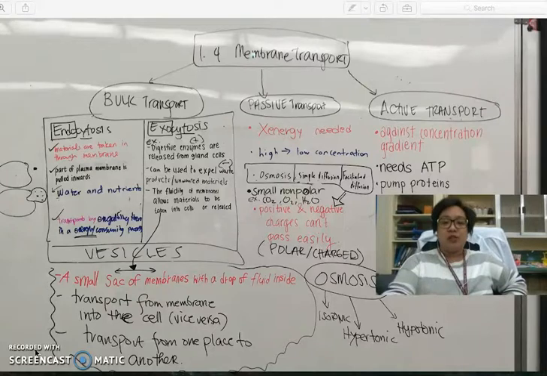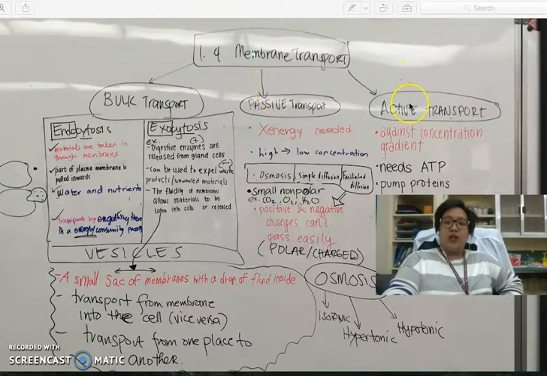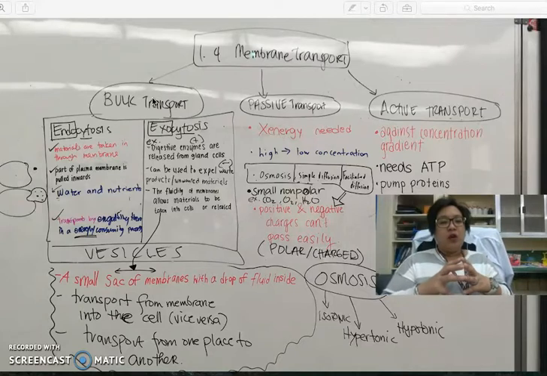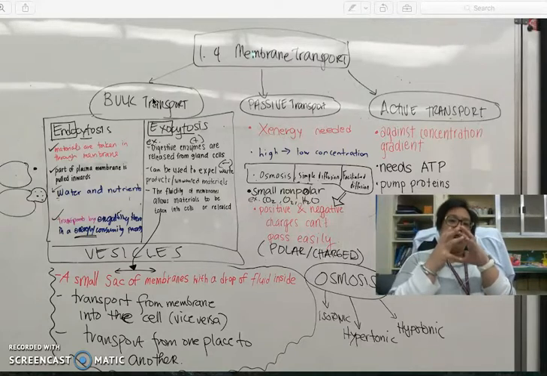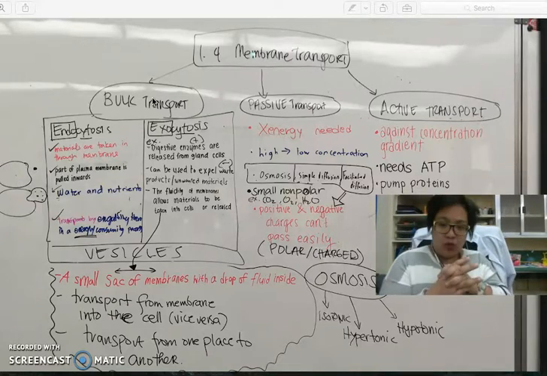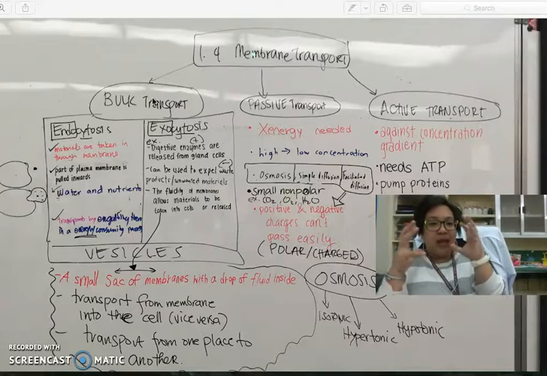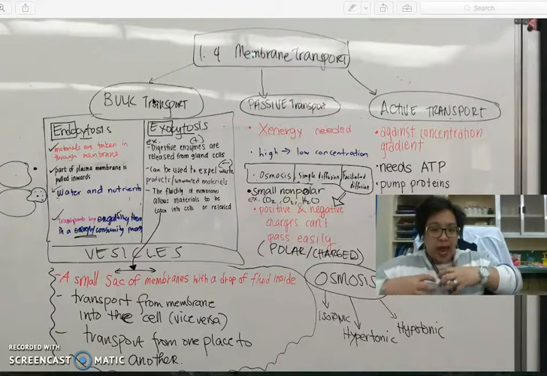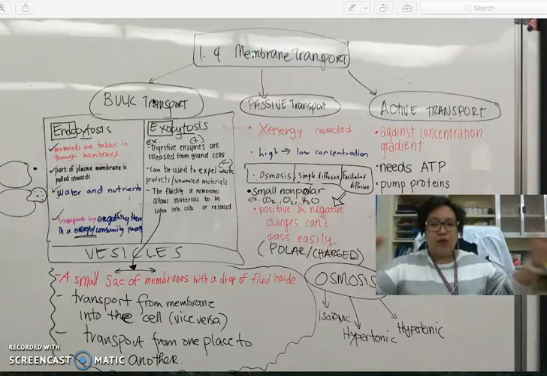There's three major types of transport. You have bulk transport, you have passive transport, then you have active transport. So let's start from the bulk transport. Bulk means a large amount. So how do you transport large amounts of solute? For example, a big bacteria, how do you transport it inside of the cell? Or how do you transport large amounts of wastes outside to be excreted from the cell?